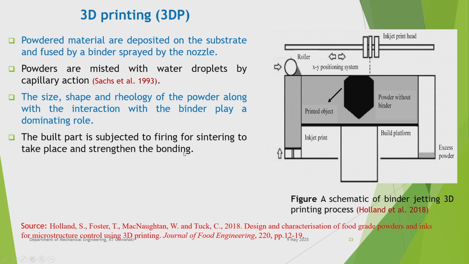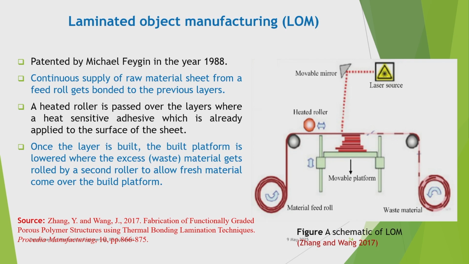So, once it has been built, it is subjected to firing for sintering to take place and then it binds that. Then laminated object manufacturing, LOM, was patented by Michael Feygin in the year 1988. We are seeing the schematic diagram. A continuous supply of raw material sheet from a feed roll gets bonded to the previous layer. So, you know there is a continuous supply and this is being cut.